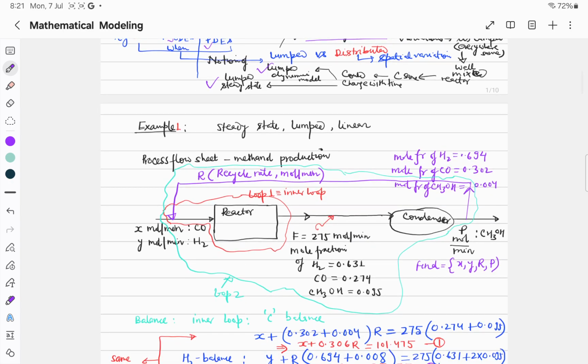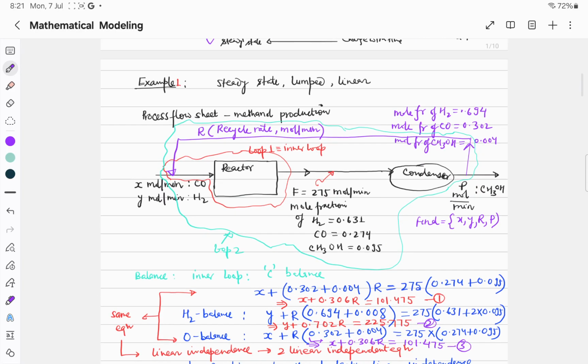Okay, so this is the first example. We are taking a steady state, lumped, and linear model. Suppose this is the process flow sheet of methanol production. This is the reactor, and we are using carbon monoxide, CO, and H2 as reactants, and we are getting CH3OH. But you can see the conversion is very low, so you pass it through the condenser, draw off some CH3OH, and recycle the rest, so that you will get a higher yield.